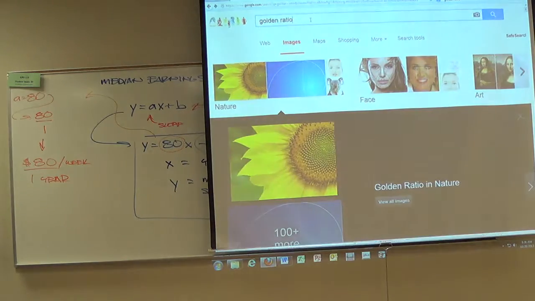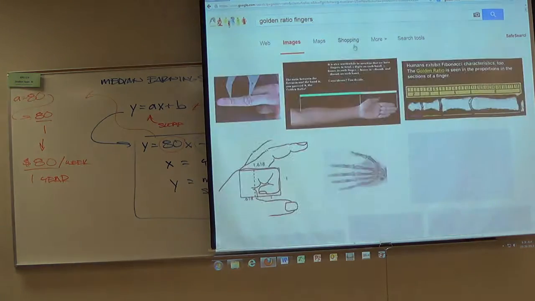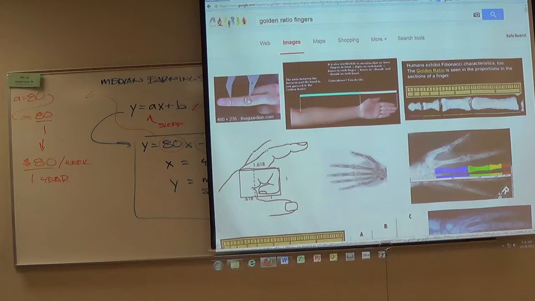In the fingers, the bones of the finger right there, these guys right here, are in a golden ratio. This one here is about 1.6 times as long as this one here. This one here is about 1.6 times as long as this one right here. See what I'm getting at there? So the joints are in a golden ratio.